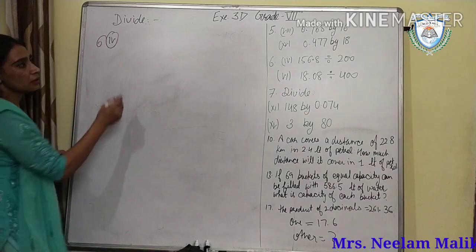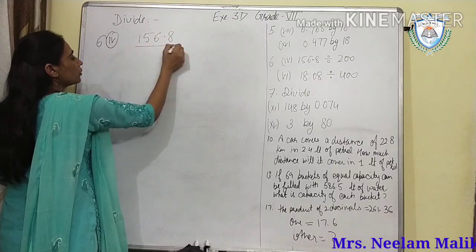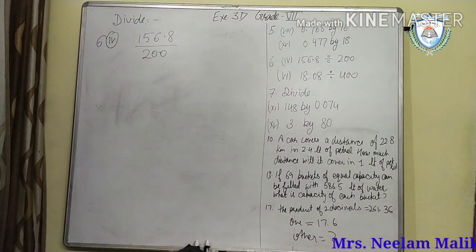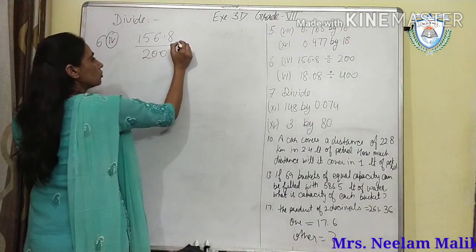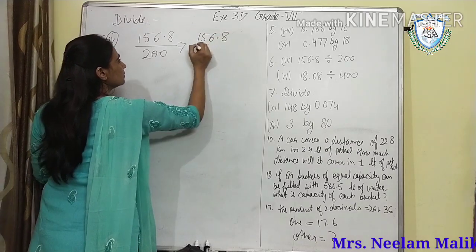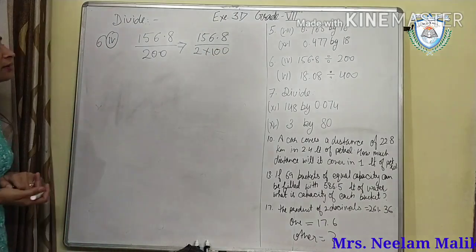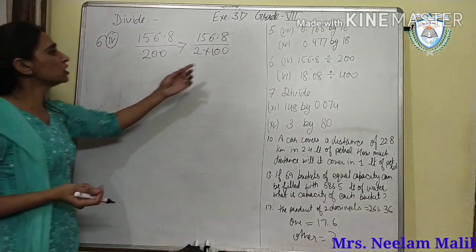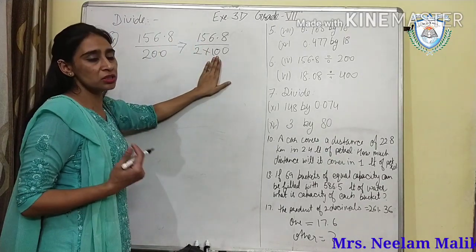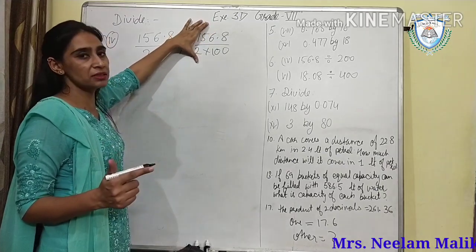Here 156.8 is given. We have to divide this by 200. So first what can we do? We can write this 200 as 2 into 100. We can use this 100 before solving this, or we can use this 100 after solving this. The choice is yours. You can do it either way.